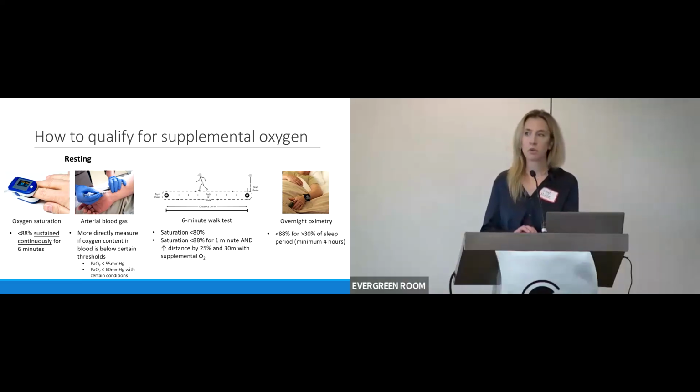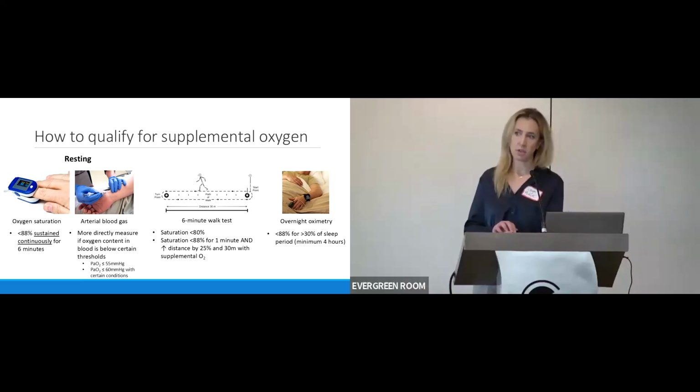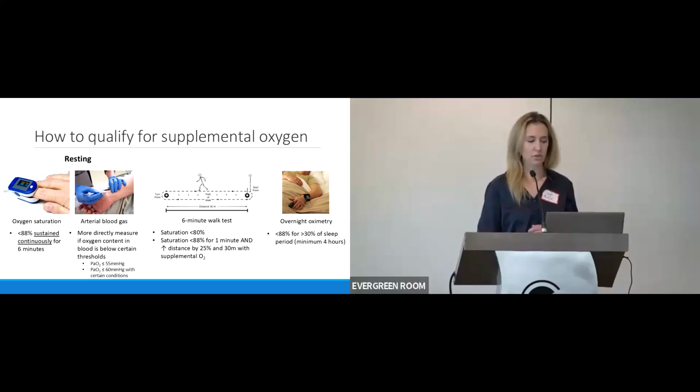You can also do a poke, so sometimes your doctor may recommend doing a poke of the arterial blood. That's different than the blood that comes from the vein because that's before your artery has offloaded all that oxygen onto the muscle, so it really represents how much oxygen is coming in through the lungs. And there's certain thresholds that qualify you based on that test.